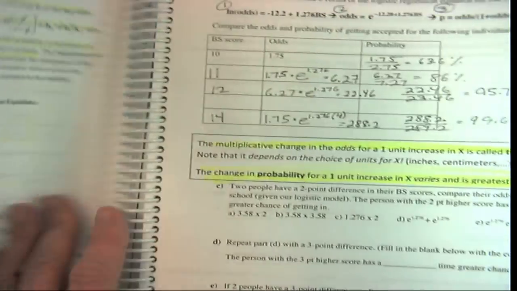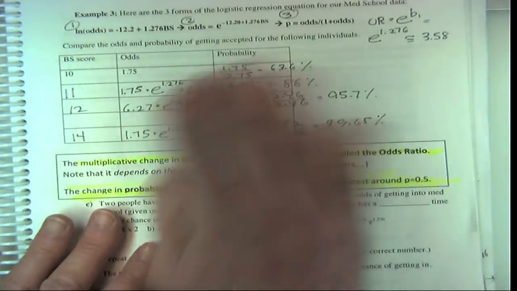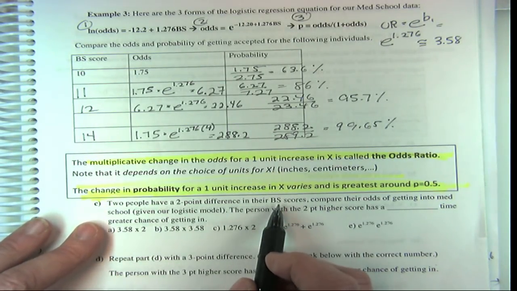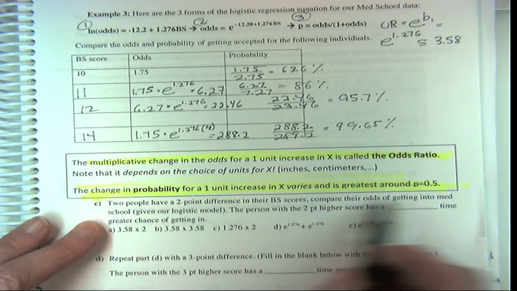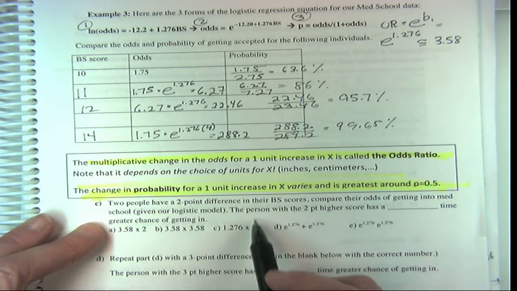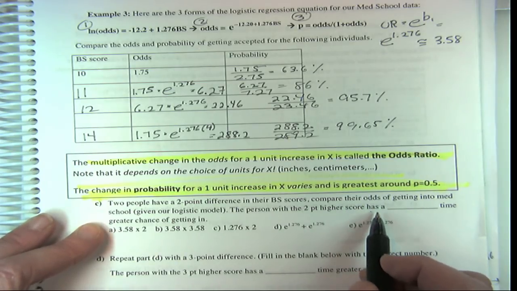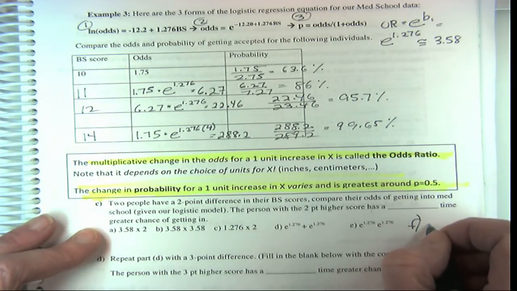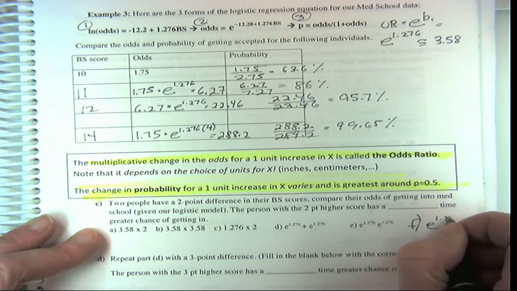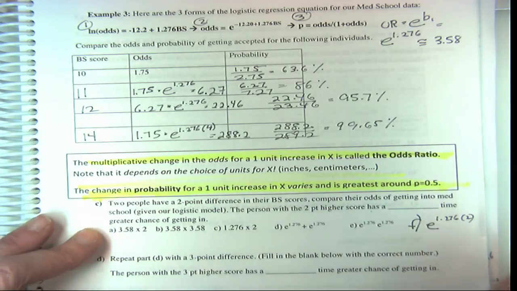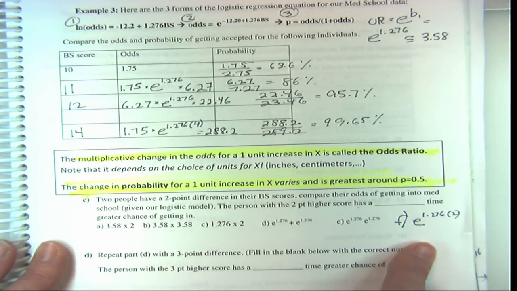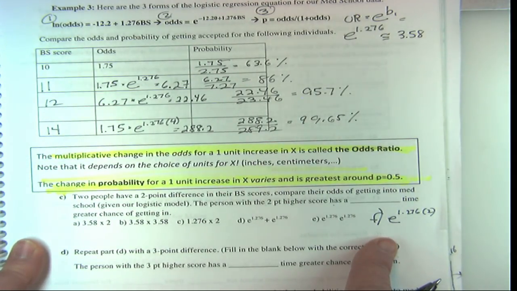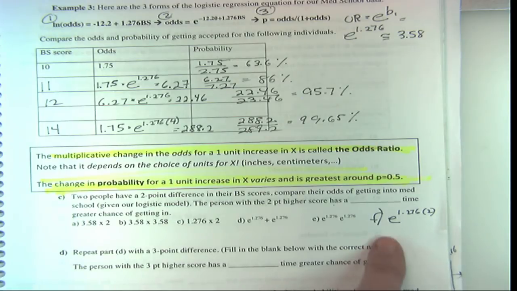Now let's go back to what we're talking about here. All right, so given this, two people have a 2-point difference in their biological science scores. Compare their odds of getting into med school. The person with 2-point higher has a what? I should have given you another possibility. How about this one, e to the 1.276 times 2? That would be another possibility. So there's 3 correct answers here. Which ones are they? I'll give you a minute to circle them.